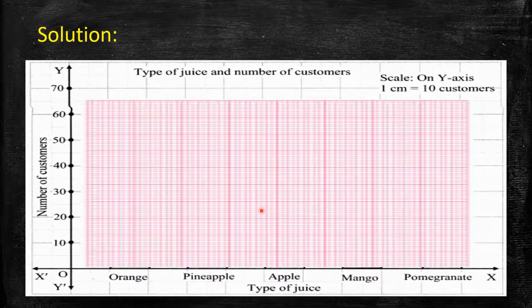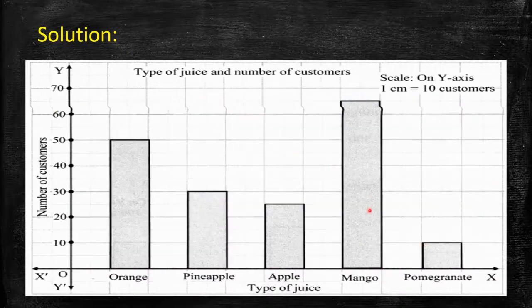Then next is mango, number of customers is 65. So in between 60 and 70, 65 will come. So here in between you can draw the bar graph. Next fruit juice is pomegranate. So there are 10 customers. So like this your bar graph will look. So here we have chosen the scale 1 centimeter equal to 10 customers.